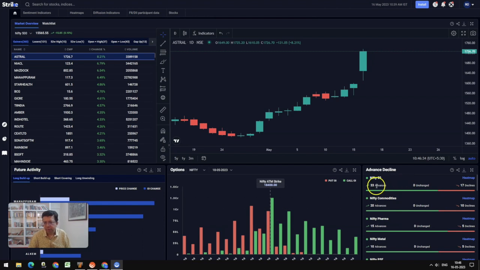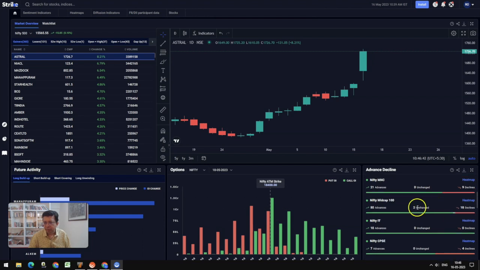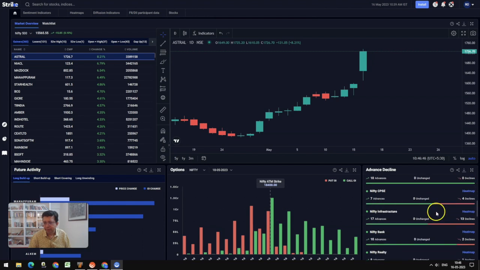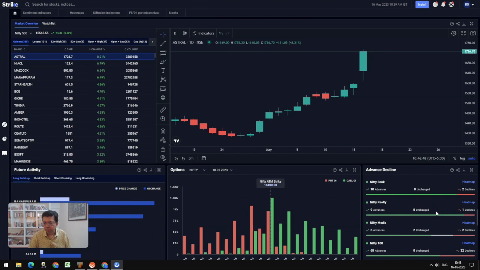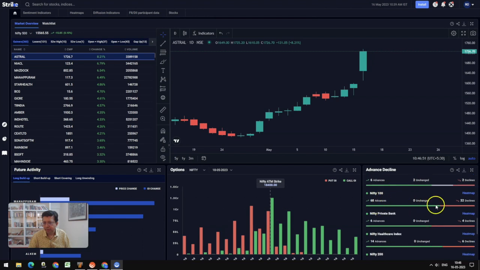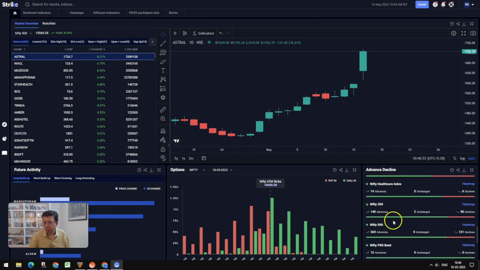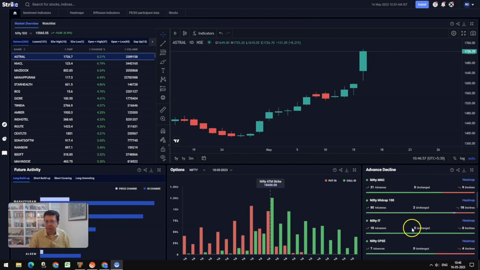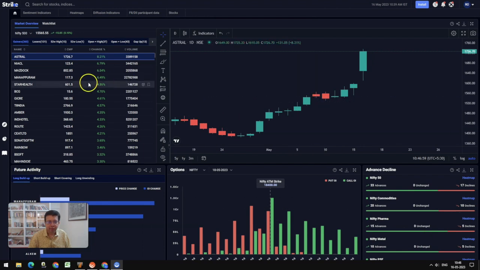So you have 33 advancing versus 17 declines at a Nifty level. And if you go slightly broader, if you go to the Nifty mid cap 100, you see 80 advances versus 18 declines. And if we actually move over to maybe the Nifty 100, it's 68 to 32. So pretty broad based. And if you go to the 500, it's 365 versus 131. So very broad based advance happening in the market, which is why you see a lot of major gainers out there.